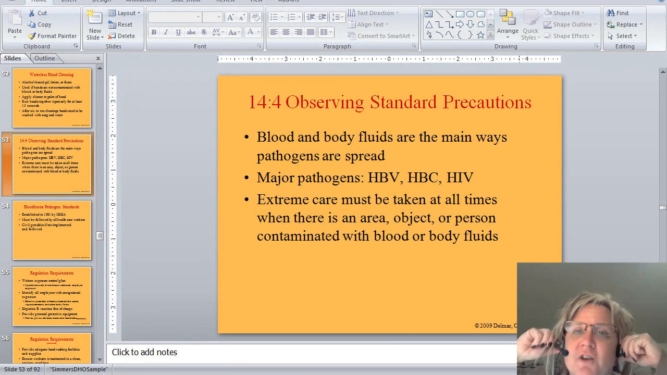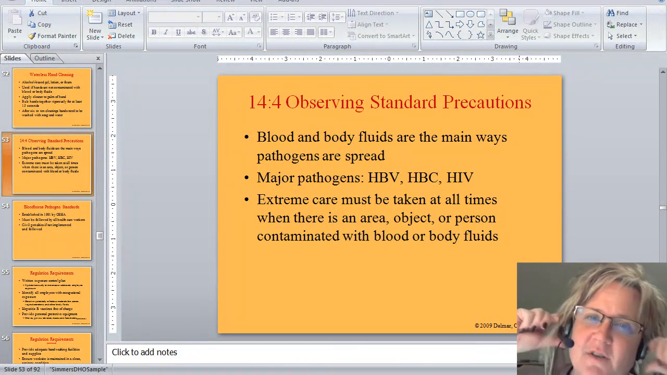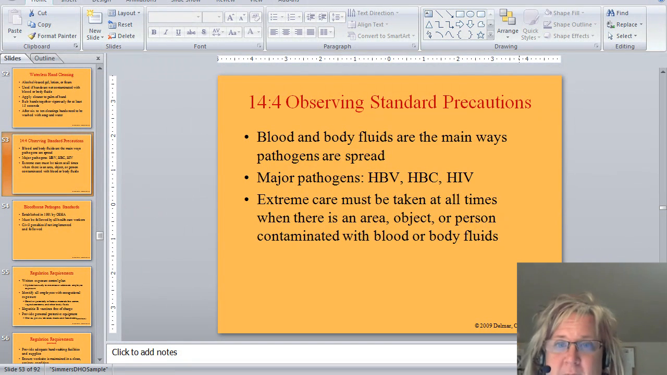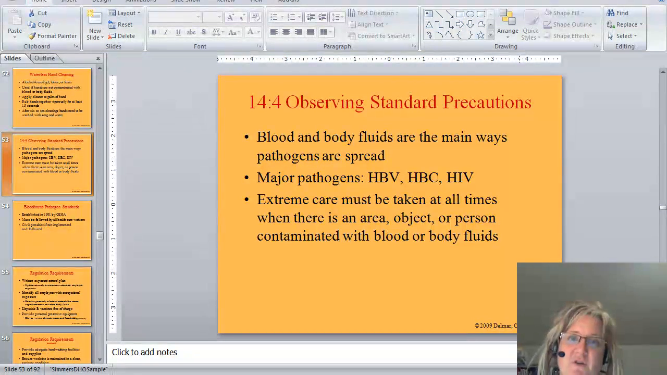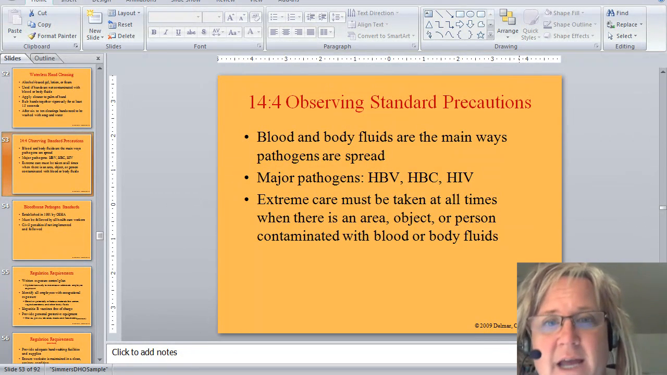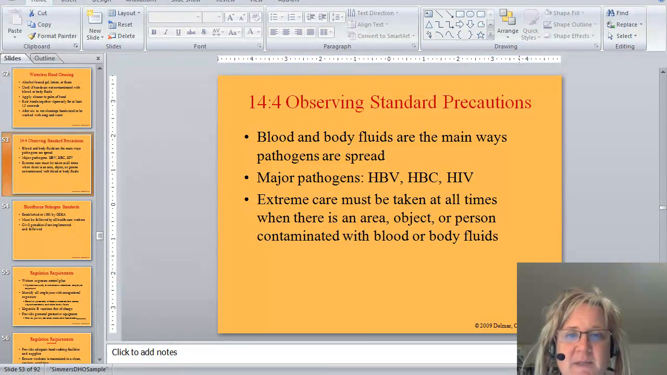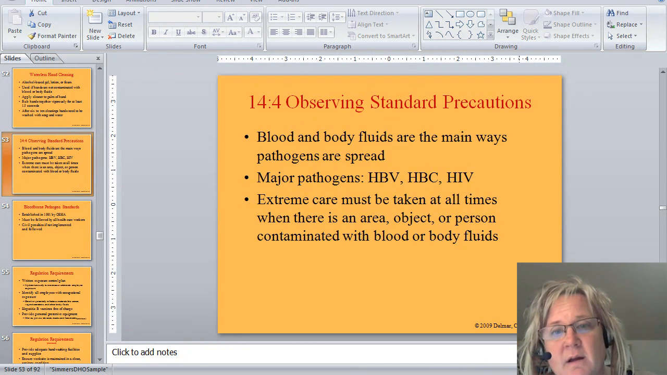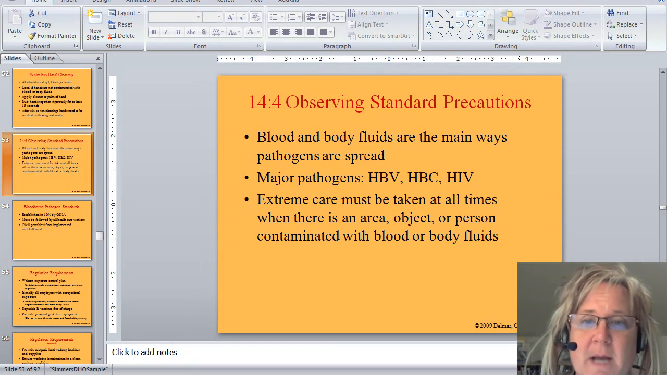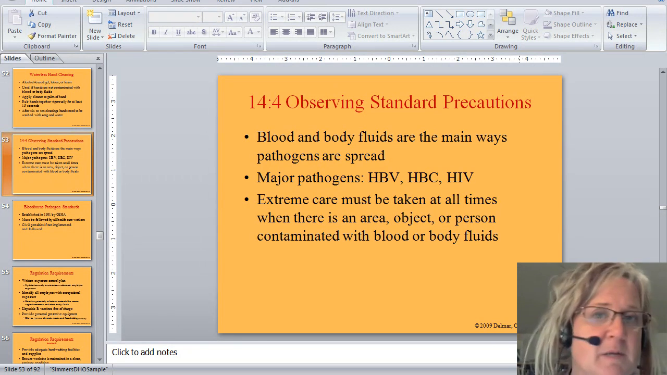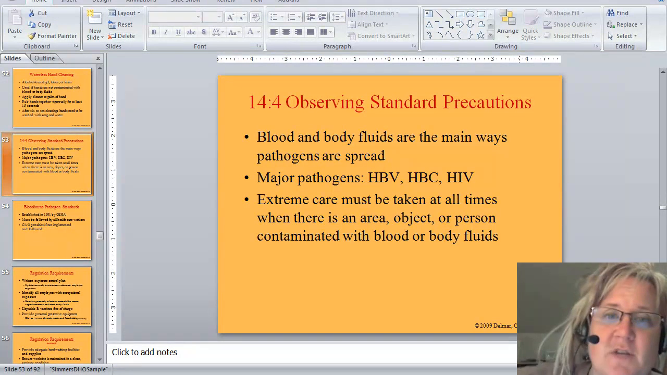Observing standard precautions. We just finished, I think, washing hands yesterday. Blood and body fluids are the main ways pathogens are spread. We talked about that in the very beginning, probably on slide 10. The major pathogens that we worry about are hepatitis B, hepatitis C, and HIV. And extreme care has to be taken when there is an area or an object or a person that's contaminated with blood or body fluids. You don't want to get hepatitis B or hepatitis C or HIV, so you have to take extreme caution.